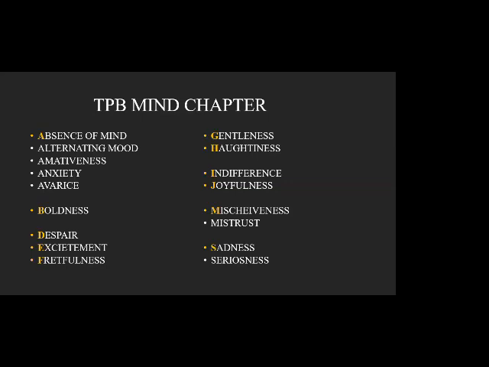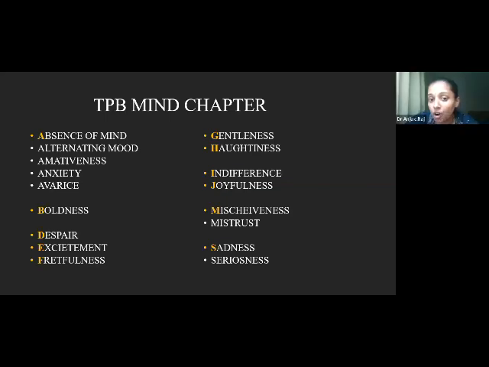Yes. Okay. G for gentleness, H for haughtiness, indifference, J. Till J, that's in alphabetical order. So you can remember like that. Then there's M. Two rubrics are there, mischievousness and mistrust. And also in the last, S, sadness and seriousness. Just go through this. If you read 10 minutes daily, on the 5th or 6th day, you will know it by heart. That's sure. So try it, okay?